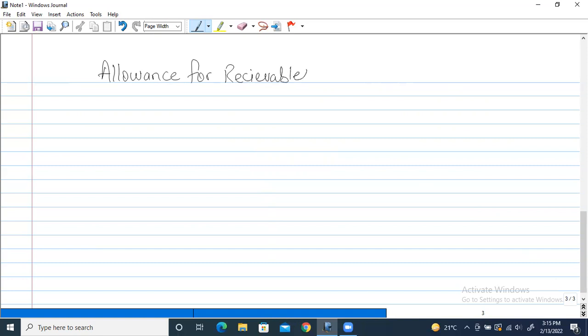So let's discuss this: allowance for receivables. In the start we discussed receivables. Receivable was very simple: whenever we do a credit sale, we create a current asset known as a receivable. That means we are waiting for the customer for the payment. Now allowance for receivable is basically, there is one additional word over here, allowance, right?